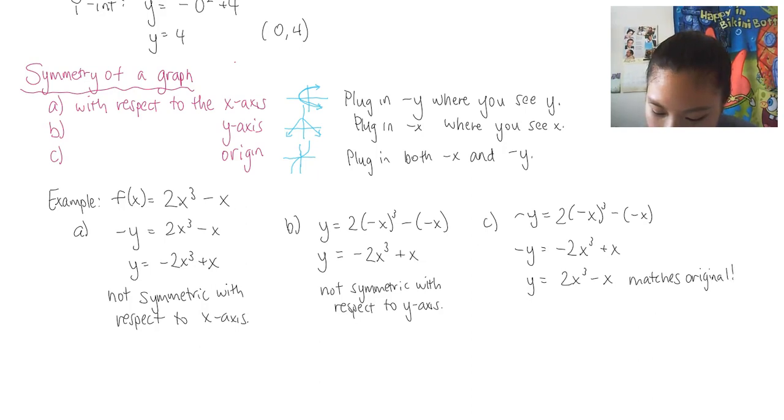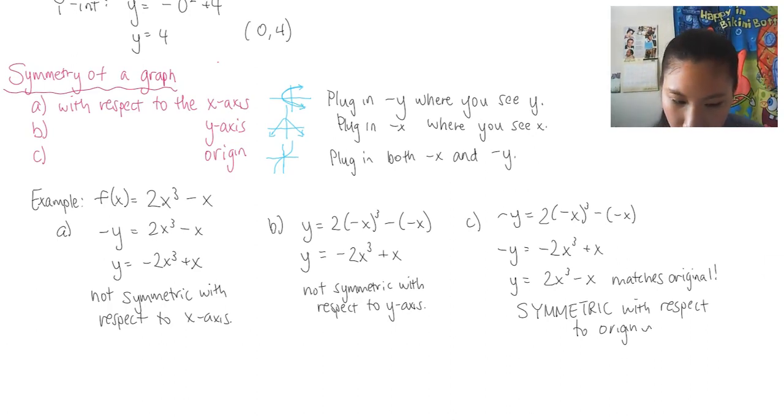Yay, we did it. So that means this is symmetric with respect to the origin. Okay, so that's how we're testing it every time. I kind of remember it as plugging in the opposite letter. So when you're trying to test for symmetry around the x-axis, you're going to plug in a negative y. If you're testing for symmetry around the y-axis, you're going to plug in a negative x. So do the opposite letter. And then origin is that one, because it's like rotated, you're going to do both negative x and negative y.